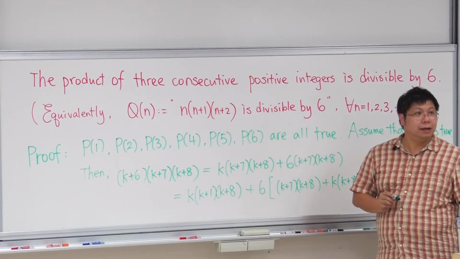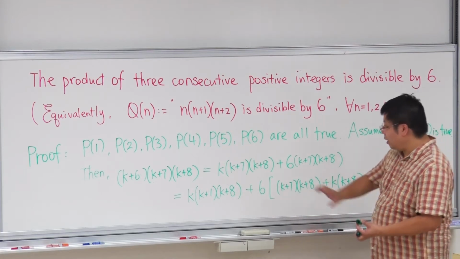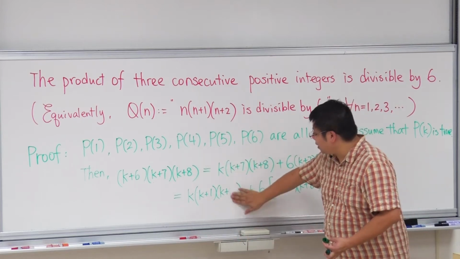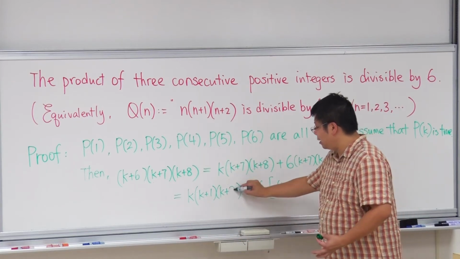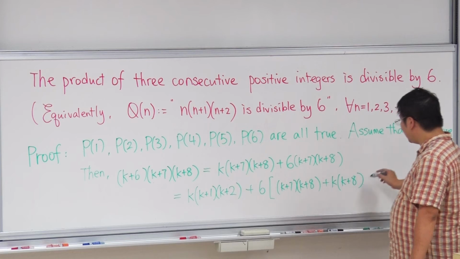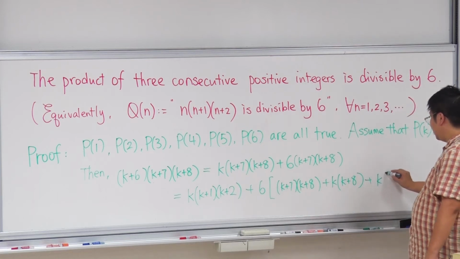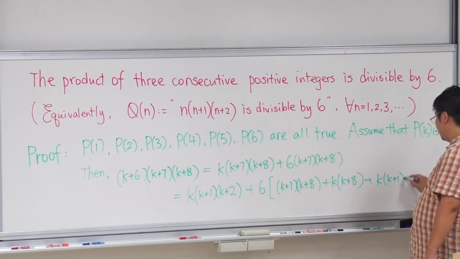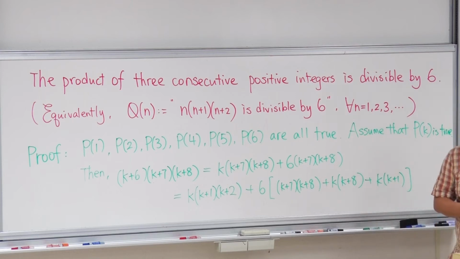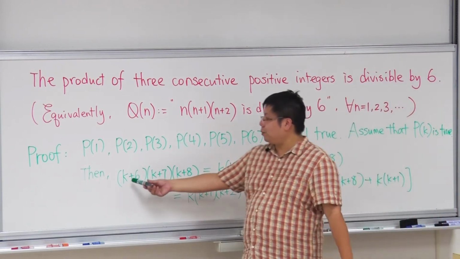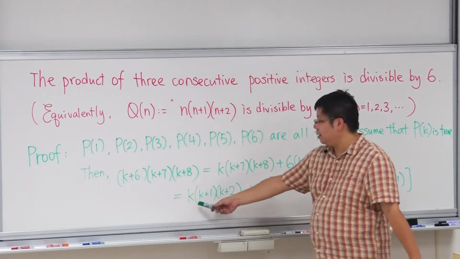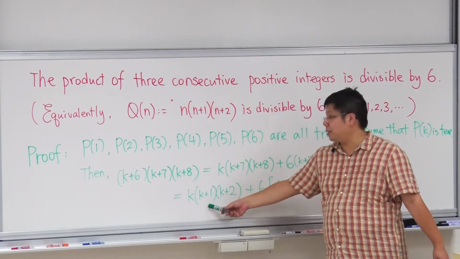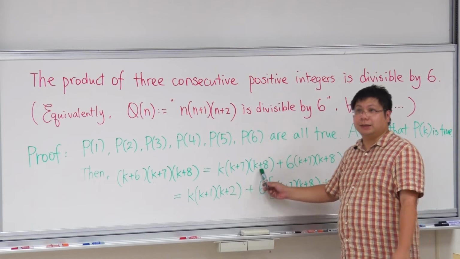Is that okay? So I also take out 6 here. So I make this into k plus 2. Is that okay? So I take out 6 of them. So I'll take out k times k plus 1 here. Does that make sense? So this is how we can write down k plus 6, k plus 7, k plus 6 into something like k times k plus 1 times k plus 2 plus 6 times something.